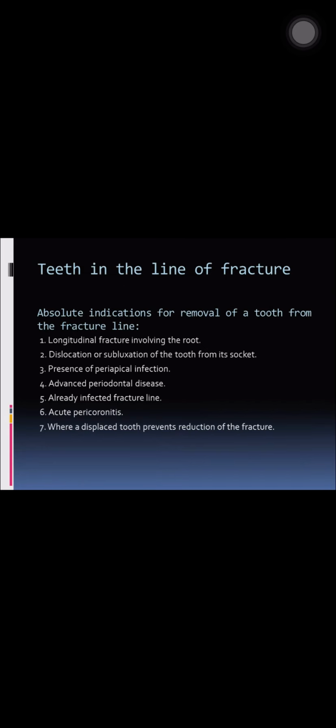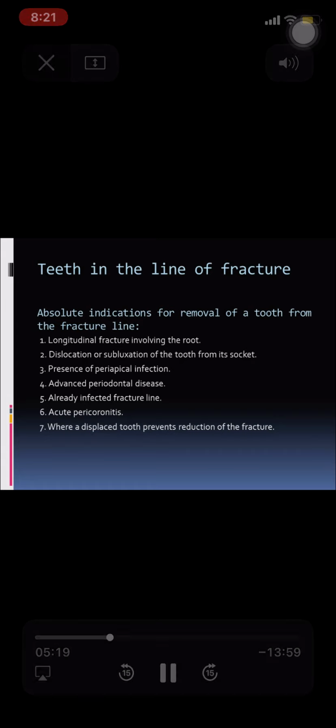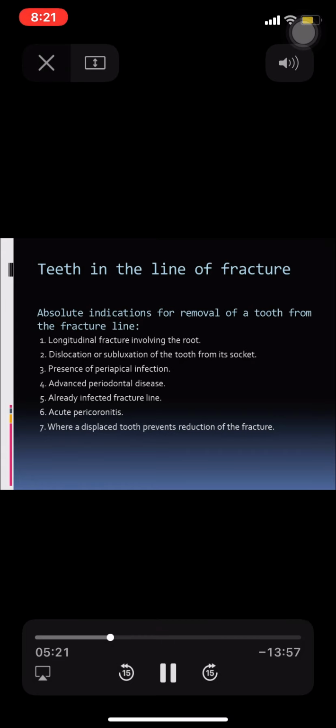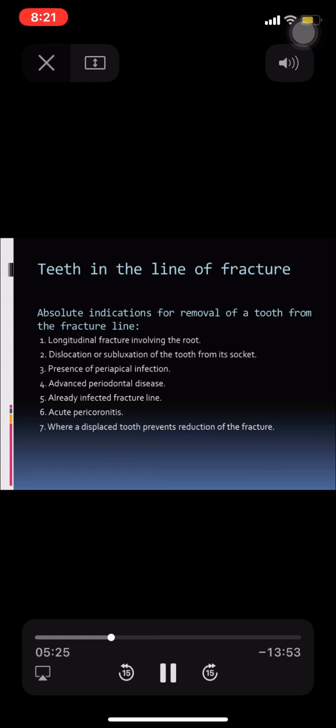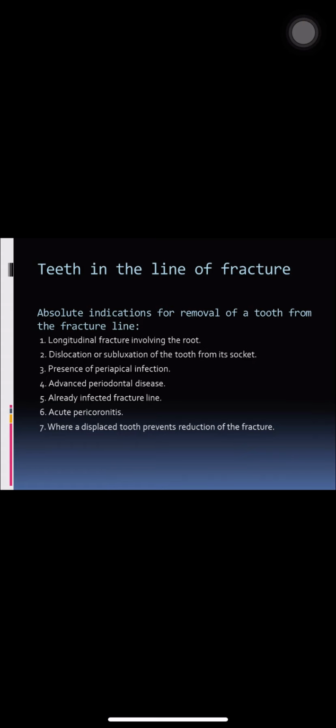Teeth in the line of a fracture. Teeth in the fracture line may cause infection of the fracture site either from the oral cavity by the disturbed periodontium or directly from an infected pulp or a chronic apical infection. Infection of the fracture site will result in protracted healing or even non-union.